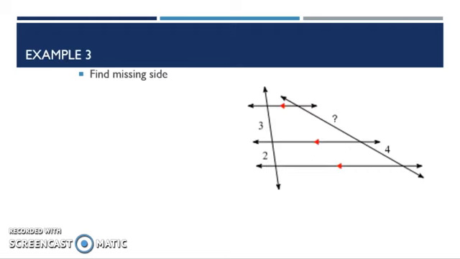So our example here, we could set it up multiple ways, but 3 is to 2 as x is to 4. Cross multiply, we get 2x equals 12, x equals 6.